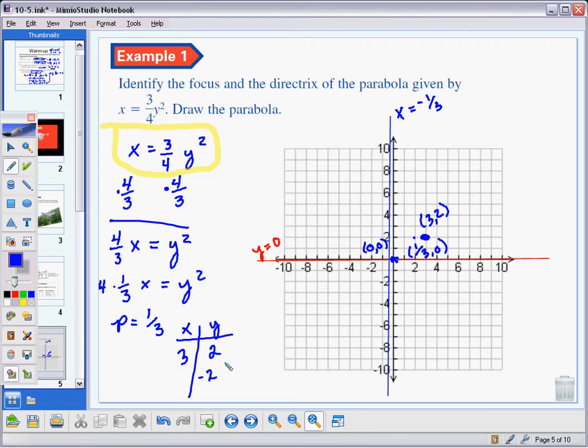Also, if I put in negative 2 for y, negative 2 squared is 4, times 3/4 is 3. So I get the point (3, -2), also on my parabola. And then I can go ahead and sketch this in. It's got a couple points on there. I've got my focus, I've got my directrix, I've got my vertex, I've got my axis of symmetry. All that stuff is on there.